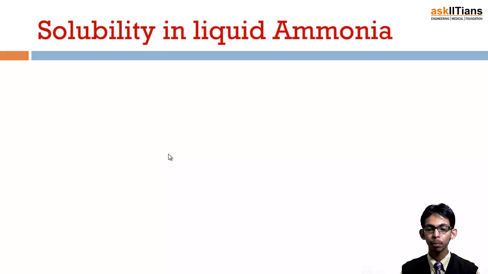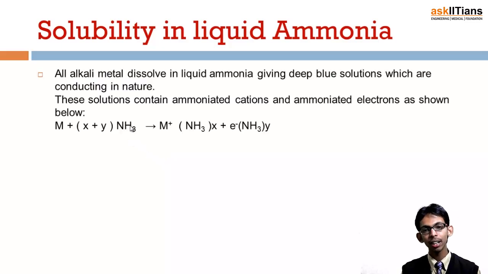It is an important property of alkali metals that all the alkali metals get dissolved in ammonia and result in the formation of a deep blue color solution. When an alkali metal is dissolved in ammonia, the solution becomes blue in color. Also, these blue solutions of alkali metals in ammonia are highly conducting in nature. Now why? Because these solutions contain ammoniated cations and ammoniated electrons as shown below.